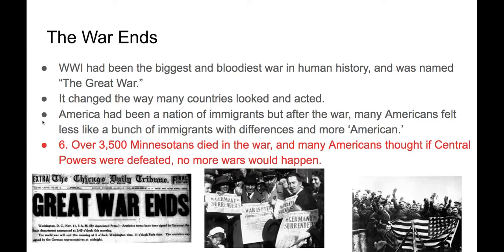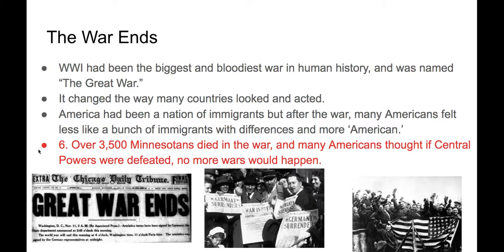So let's explain this idea again. America had just been a nation of lots of different people from different places. But the war brought people together. It brought Americans together and kind of gave them the term American. Like, we're all Americans. It doesn't matter where you're from. Okay? So number 6, I need to write this down.